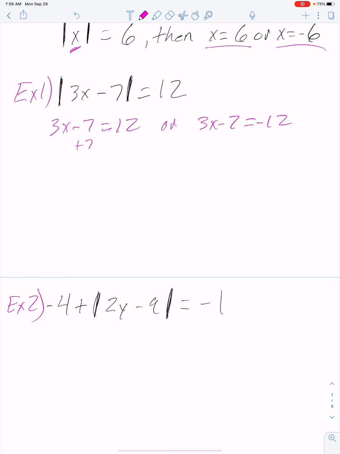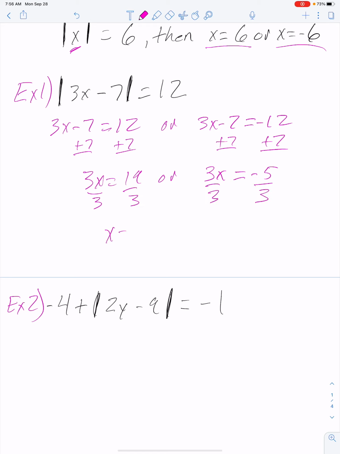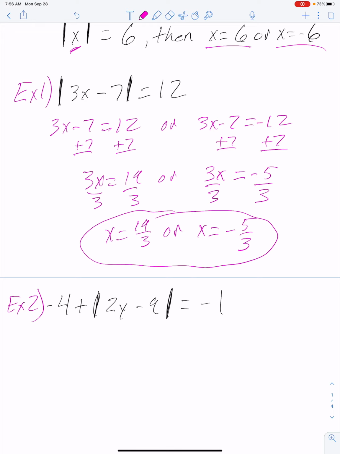As we start to solve, it's not going to change anything about how we solve our equations. In both cases, I'm going to add 7 to both sides. But because we've taken a positive 12 and a negative 12, it's going to lead to different results on the right side of our equal sign. Similarly, it doesn't change that we're going to divide by 3 on both sides, but it's going to lead to 2 separate answers, 19 thirds and negative 5 thirds.